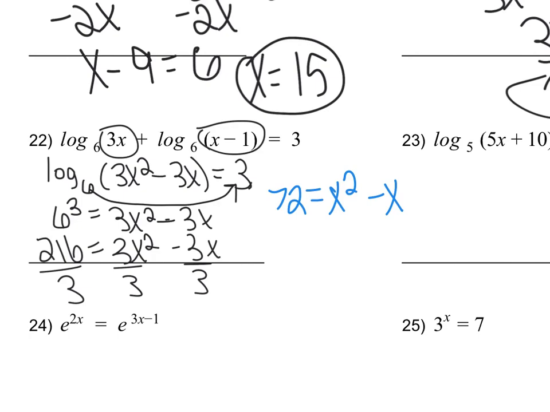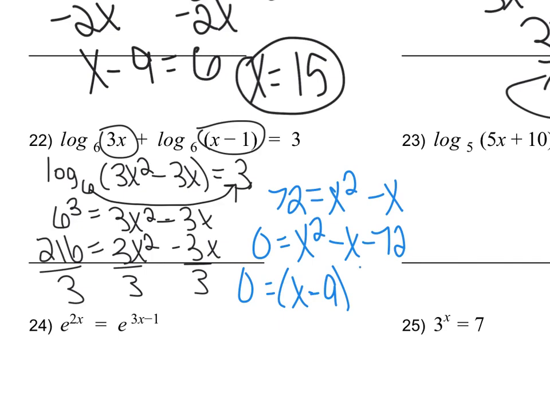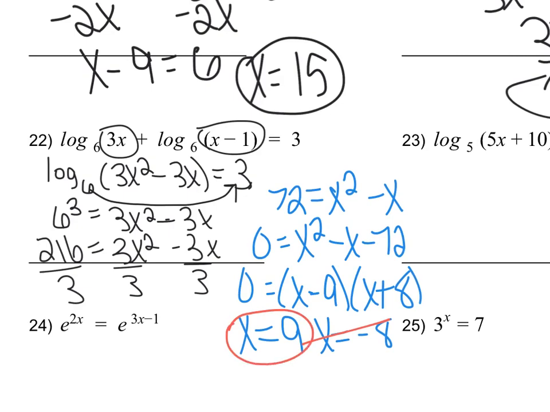So I'm going to subtract 72 now from both sides, and I get 0 equals x squared minus x minus 72. When I factor that, I'm going to get x minus 9 and x plus 8, which set equal to 0, I get x equals 9 or x equals negative 8. Anytime we get two solutions, we want to double check. I notice when I put negative 8 back into the original equation, it makes my logs negative. So I can say that that is an extraneous solution, and x equals 9 is my answer.